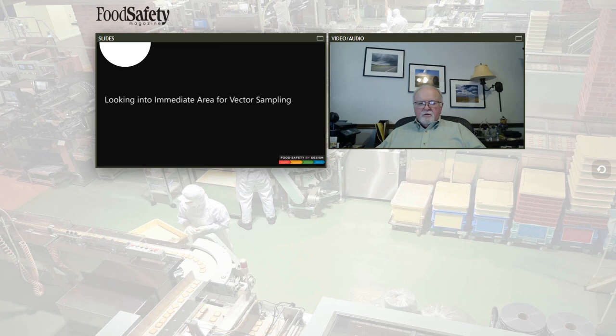We oftentimes see problems in vector sampling and what people define as vector sampling. So we must ask ourselves, how did the organism get there? Do they just suddenly appear? No, they are transported to that spot. What is our mission? To find a protected home, not the last transfer point before we discovered the organism.